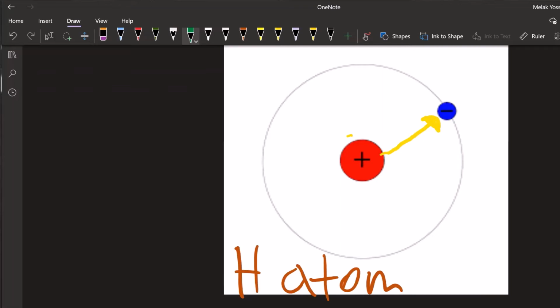And the reason the electron orbits the proton is due to attraction, also called a nuclear force, which exists between the positively charged proton and the negatively charged electron.